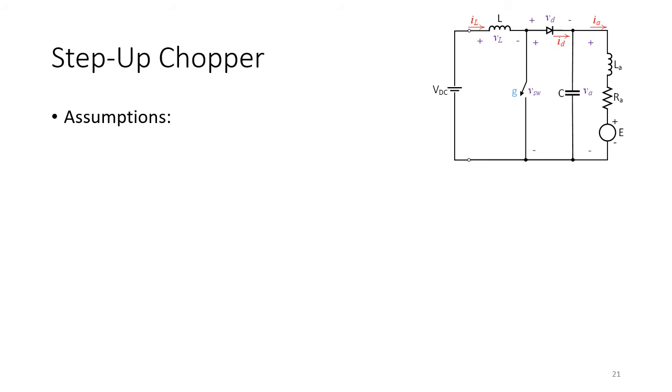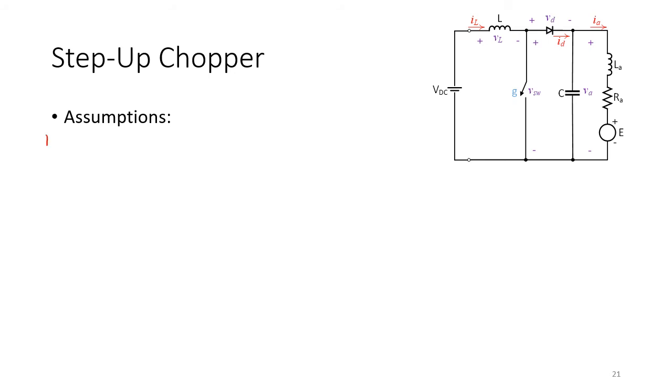We need to make some assumptions to make analyzing this circuit, this converter easier. Otherwise it can get a little bit nasty and hard. So let's make some assumptions here to make everything easier. First of all, we assume that the current inside the inductor is never interrupted. It's continuous. It never crosses zero.